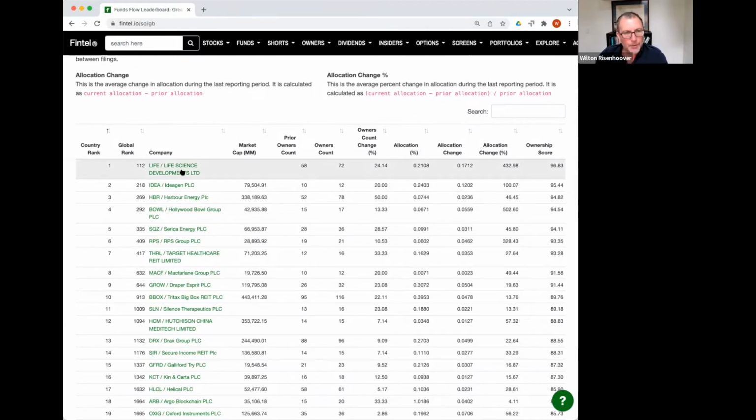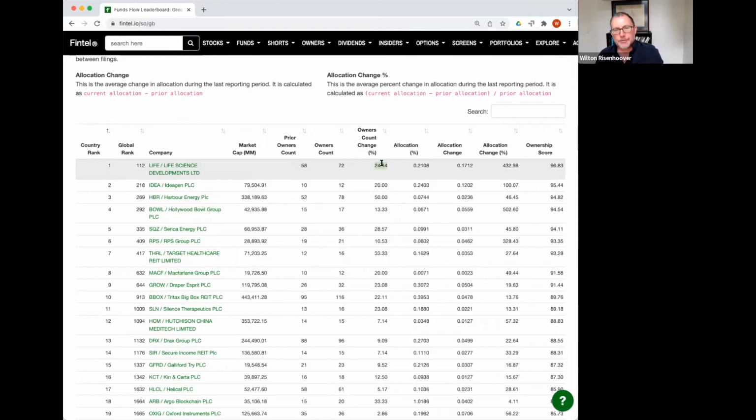So here we have a company where the prior disclosed owners was 58 and the current owners is 72. So we look back 1 quarter, exactly 90 days. 90 days ago, the owners were 58 and now they're 72. That means the number of distinct owners increased by 24%.